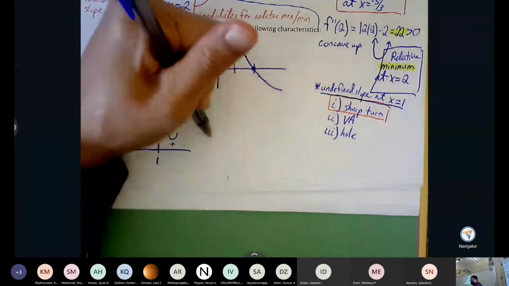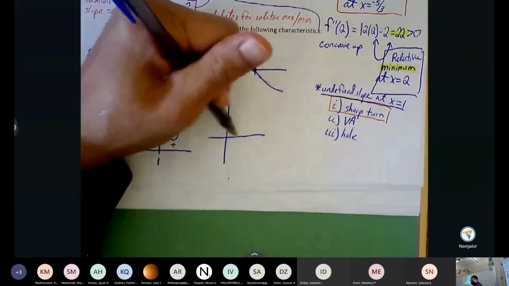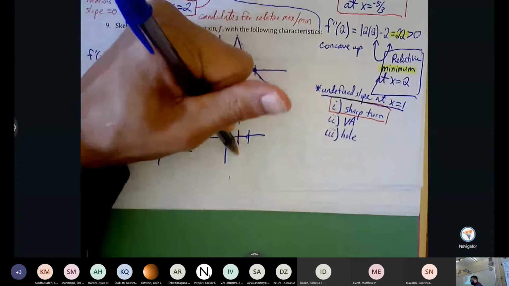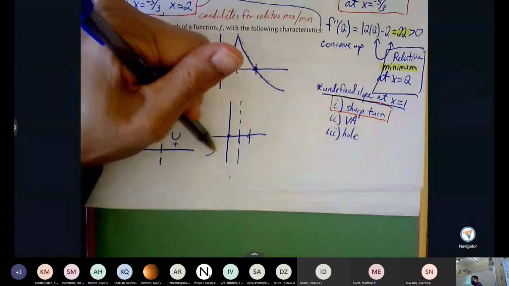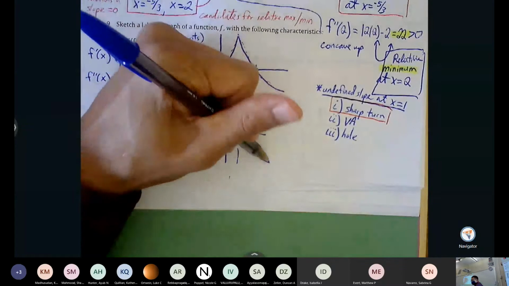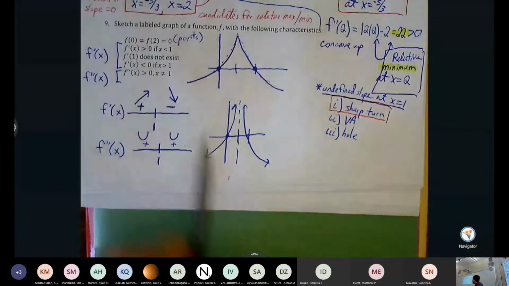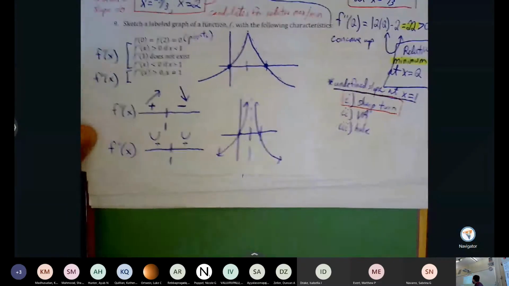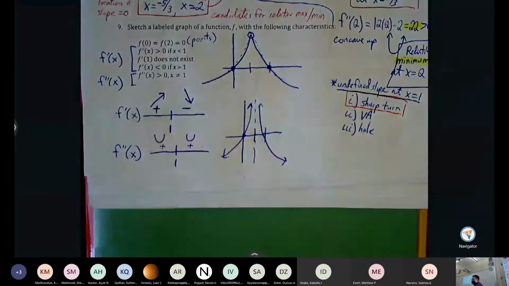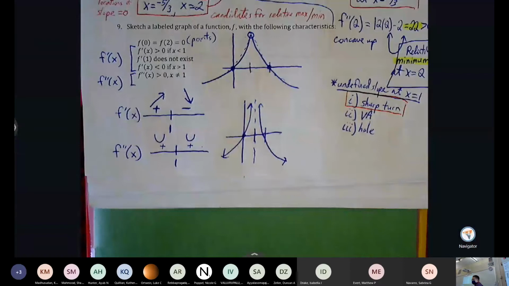Okay. Now, if I want to do a vertical asymptote, I could create a graph with that feature as well. Increase, concave up, decrease, concave up. This will work as well. Either one. Or if I want to do a hole, I could put a hole here. That could work too. Okay, any questions with number 9?